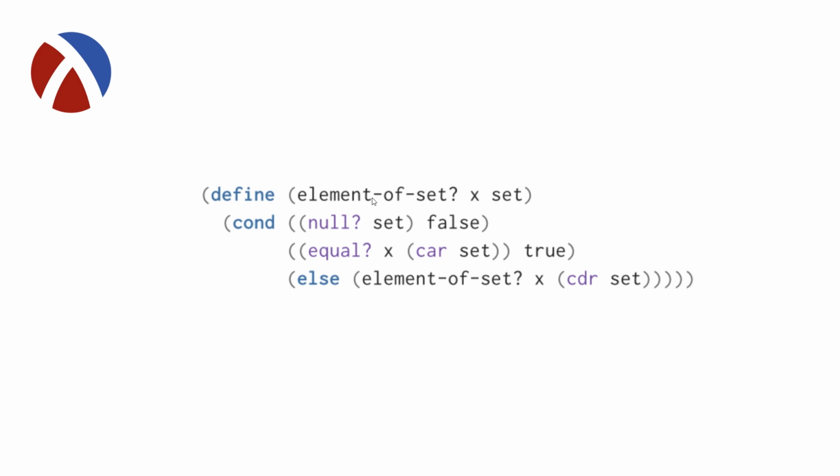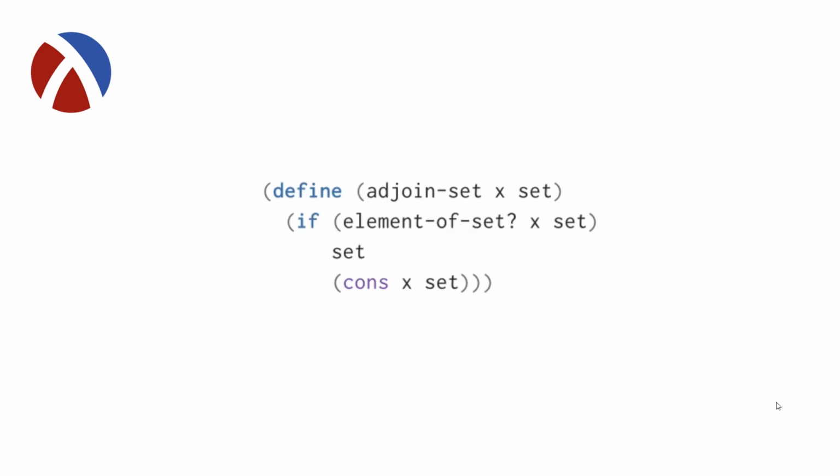The first one was element of set. So does a number x exist in your current set? And the definition that they give is using a conditional expression, and they're saying if your set is empty, obviously it's false. Otherwise, if your x is equal to the first element of your set, then return true. Otherwise, recurse down until you either end up with an empty set and you weren't able to find a match, or you were able to find a match and you returned true.